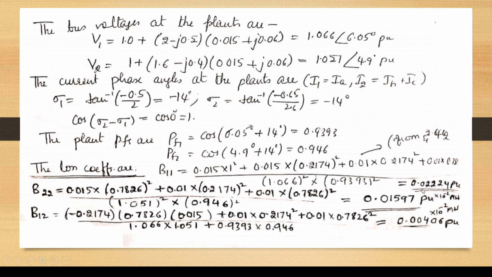So we got the value as 0.0224 per unit. It is asked in the question to get the value in per megawatt, so you multiply it by 10 to the power minus 2. Similarly for B22 and B12 we get the values as 0.01597 per unit and 0.00406 per unit. If it is in per megawatt, you multiply by 10 to the power minus 2.